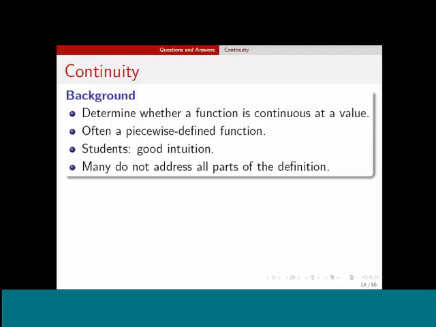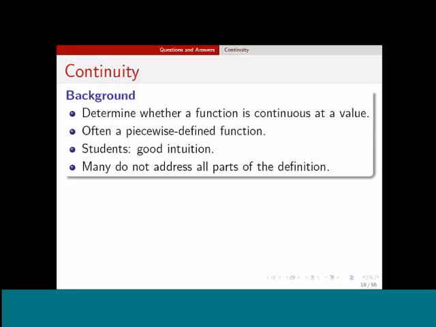Okay. So the first common topic or theme in free-response questions is continuity. We want students to be able to determine whether a function is continuous at a specific value. And very often in these questions, we have a piecewise defined function that we want the students to work with.